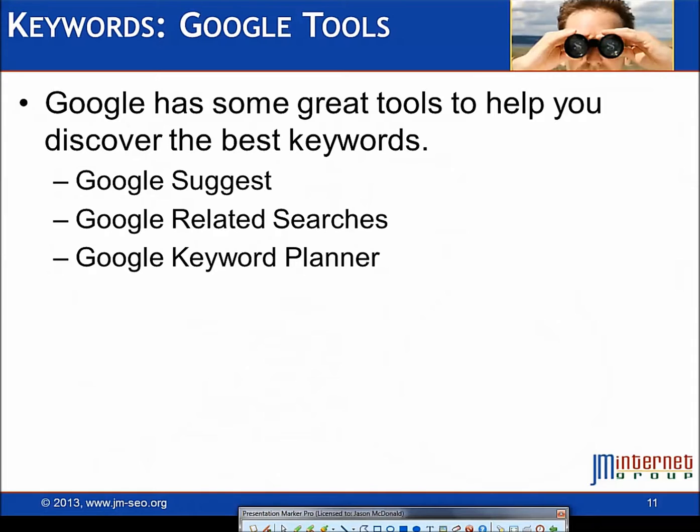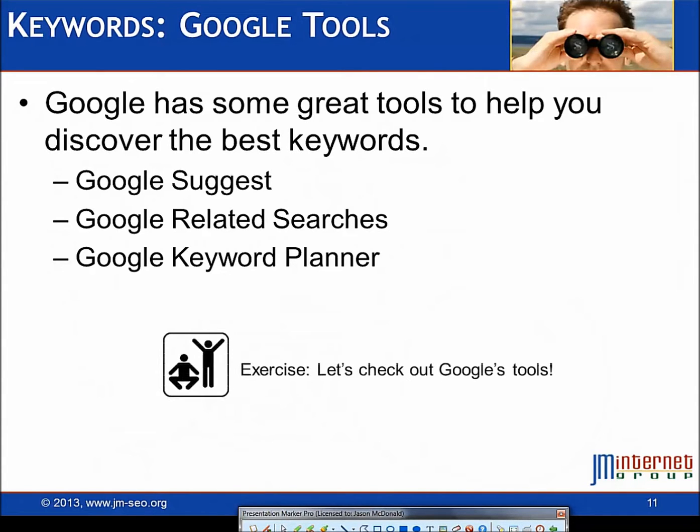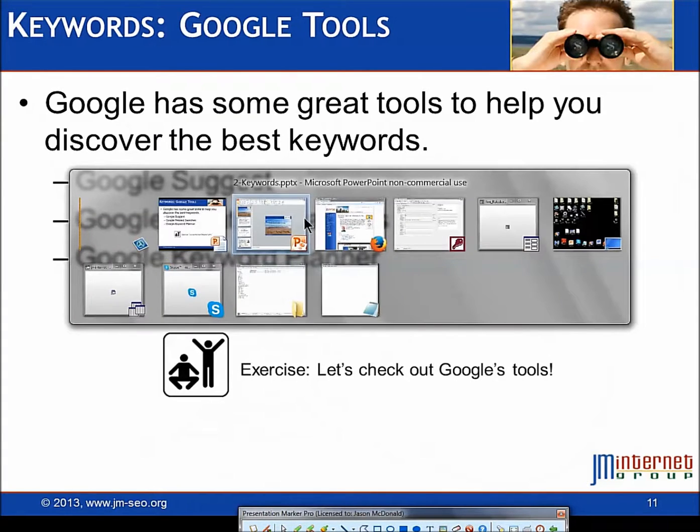Matter of fact, Google has some great tools that will help you understand the best keywords. Wouldn't it be awesome if it was like Who Wants to Be a Millionaire and you could poll the audience, hey audience, how do you search? Well, guess what? Google has some amazing tools that will help you understand how people search. So let's look at some basic tools here.